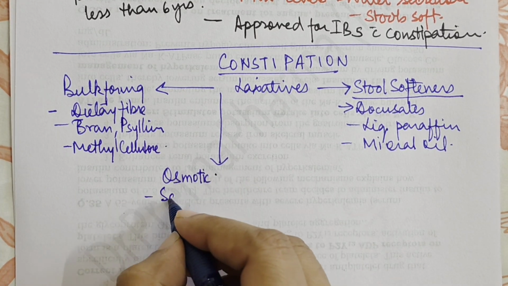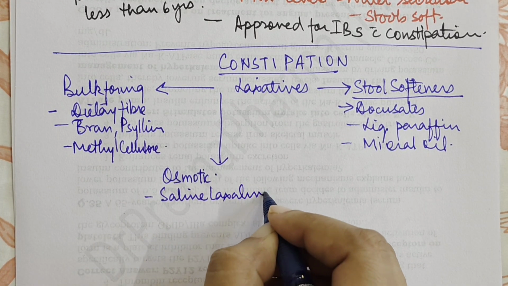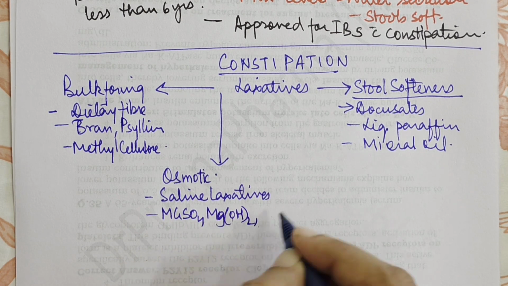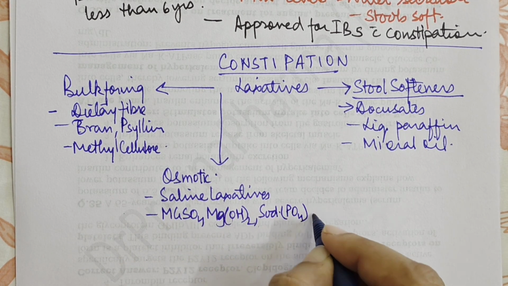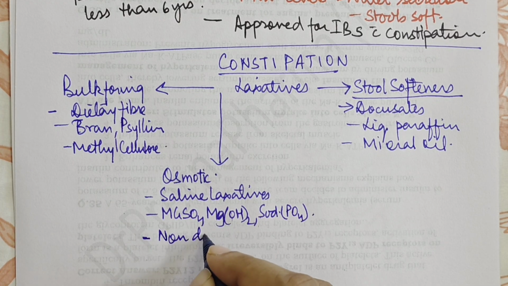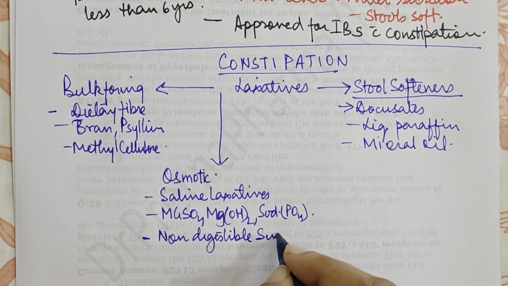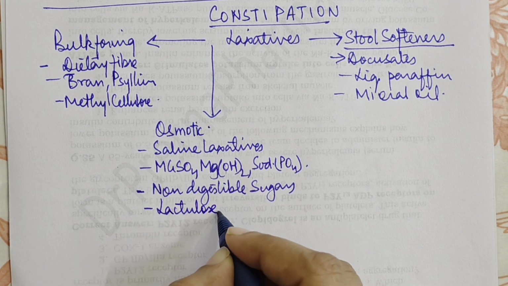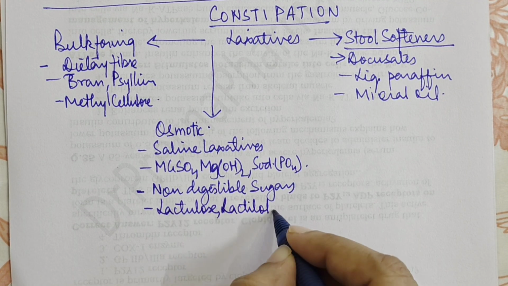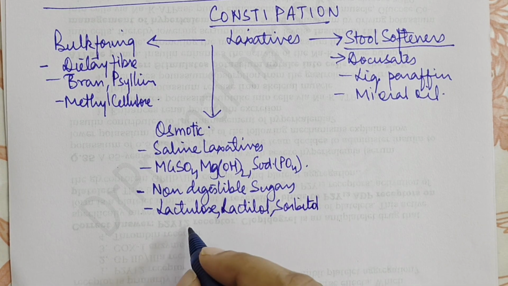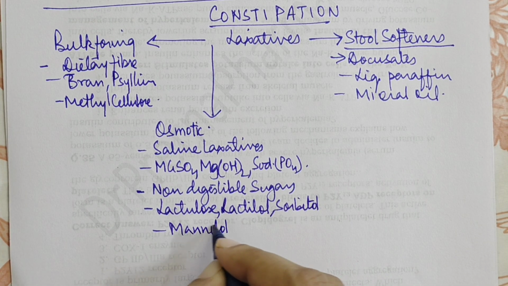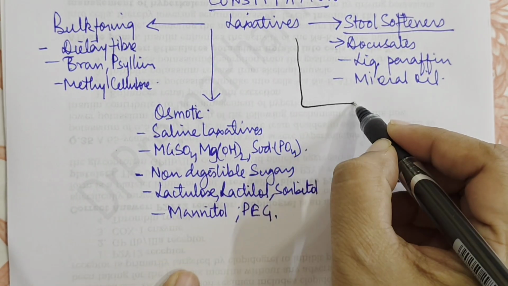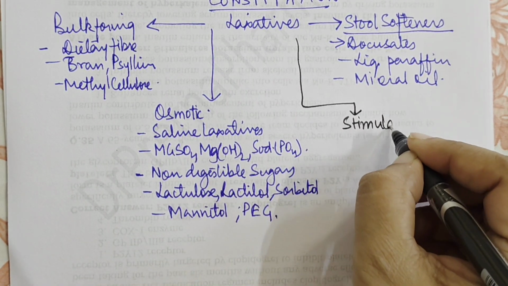laxatives. Now in this we have saline laxatives. Saline laxatives are magnesium sulfate, magnesium hydroxide, and sodium phosphate. Okay, then we have non-digestible sugars, which will basically have an osmotic effect. So non-digestible sugars, we have lactulose, then we have lactitol, sorbitol, and we have mannitol and polyethylene glycol, which is PEG. Okay, then another classification is stimulant purgatives.